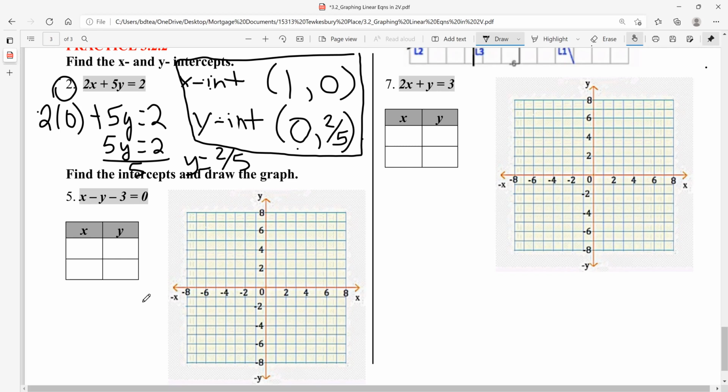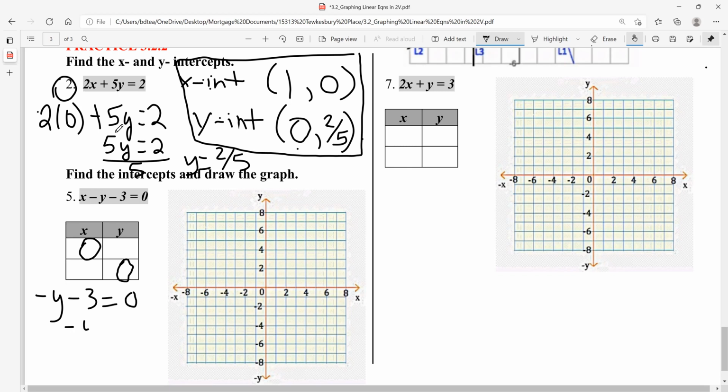Let's look at number 5. You have x minus y minus 3 equals 0. Again, it says find the intercepts and draw the graph. You know that x has to be 0 for your y-intercept and y has to be 0 for your x-intercept. So you can just go and put those zeros in and then use the equation. So when x is 0 here, that means that x is canceled. So we end up with minus y minus 3 equals 0. We're solving for y.